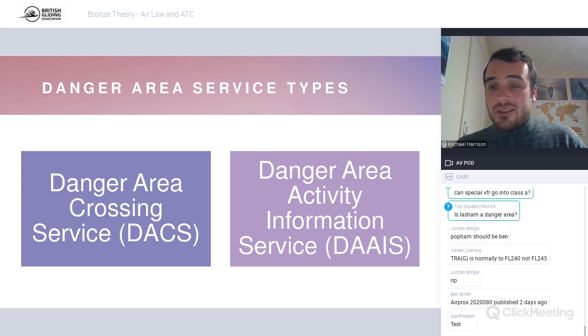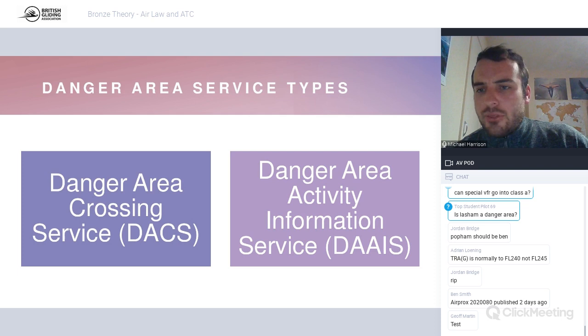If they say it's hot, you probably shouldn't fly through, and if you did, you could be prosecuted. A higher level of service is a danger area crossing service. Now, with a danger area crossing service, they will actually clear you into the airspace, and they will give you instructions which will keep you clear of the danger. So you can fly through even a hot danger area if you have a danger area crossing service.